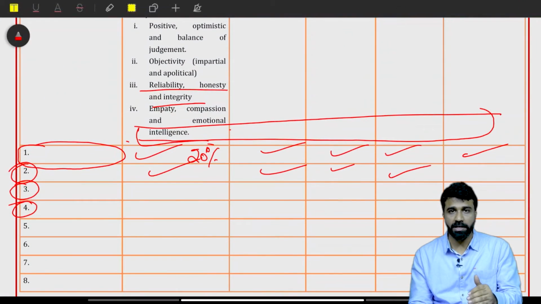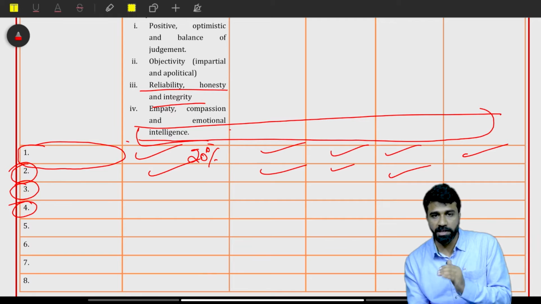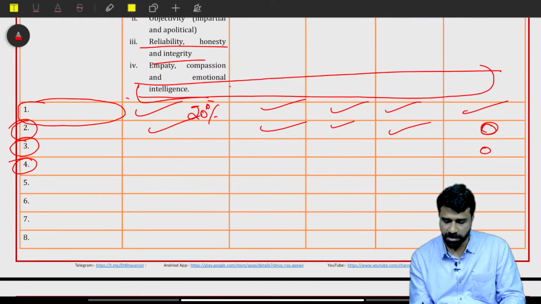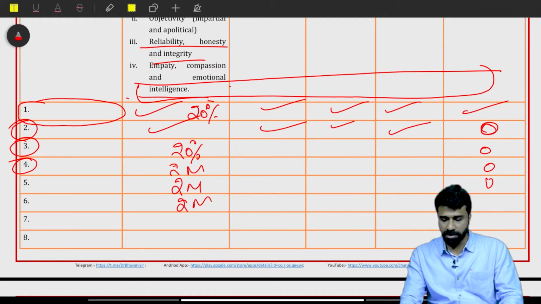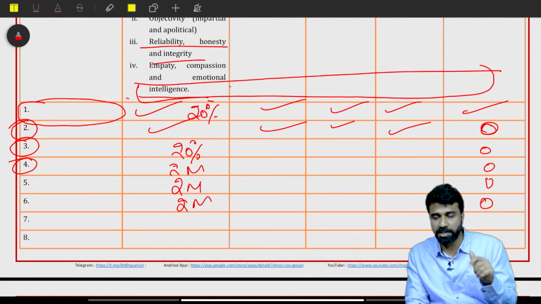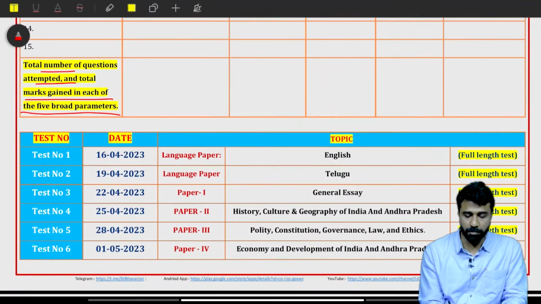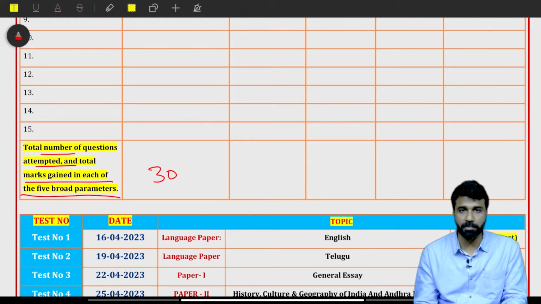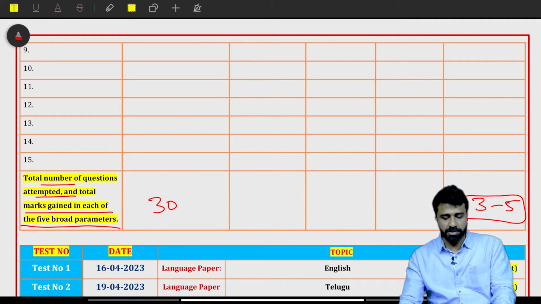Suppose a person got the highest marks in the relevance parameter but is unable to write legible answers, therefore he will be awarded 0 marks here, and he will be awarded maximum marks here, that is 20%. Out of 10, 2 marks for each question. Suppose each question is addressing the relevant content, relevant introduction, and very thematic in nature from introduction to conclusion, but he is unable to write legible answers, and the answer writing is not uniform, the presentation is not pleasant for the examiner, so he will be awarded 0 here. So overall, how many marks have you attained here? Here you might have got 30 marks for 15 questions. You might have got only 3 to 5 marks for your illegible answer writing.